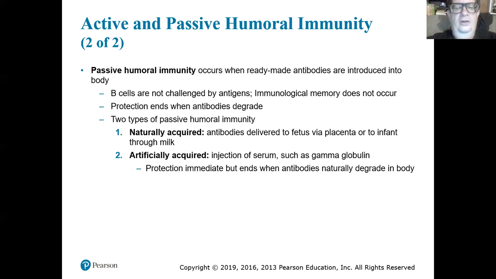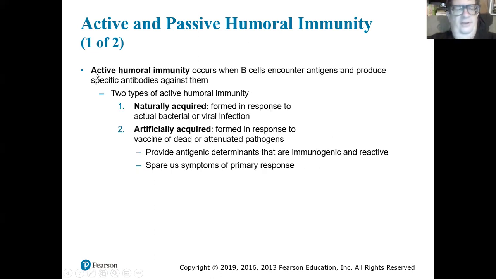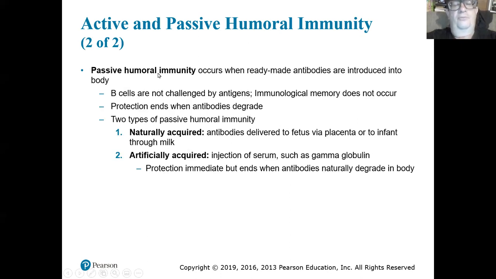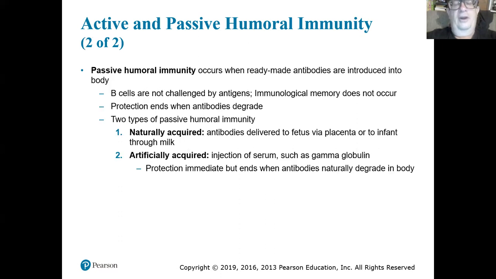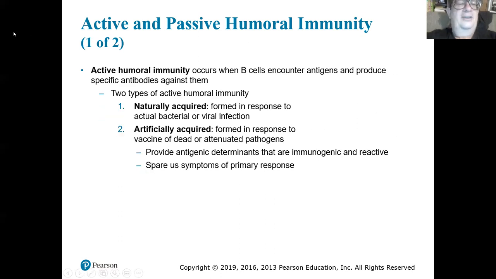Artificially acquired the same way. So what I want to focus on here are the words passive and active. These are both humoral because they both involve moving around in the body fluid. So humoral immunity is what's floating around there, and we're talking the antibodies. Humoral is body fluids, and what's floating around in those fluids are antibodies. Active is anything that causes you to make your own antibodies. All right. You make your own antibodies under active immunity.